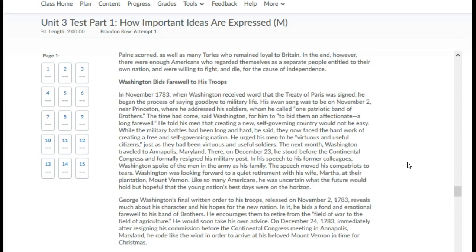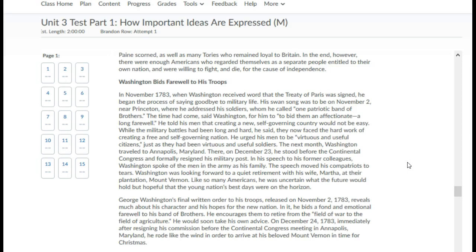Washington bids farewell to his troops. In November 1783, when Washington received word that the Treaty of Paris was signed, he began the process of saying goodbye to military life. His swan song was to be on November 2nd near Princeton, where he addressed his soldiers, whom he called one patriotic band of brothers. The time had come, said Washington, for him to bid them an affectionate and a long farewell.